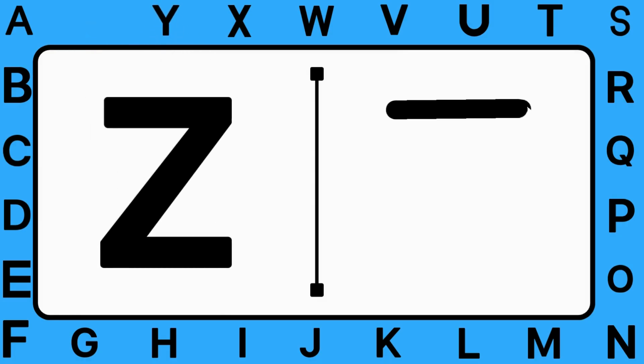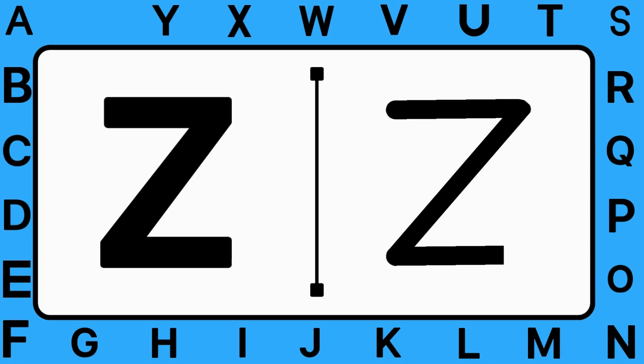Draw a line across. Slant down. Draw a line across the bottom. Zippity, Z, that's Z. You did it.